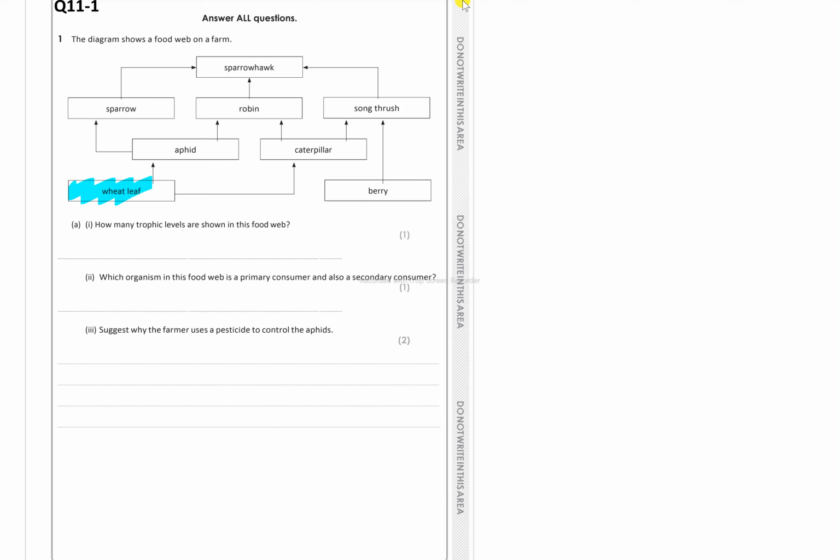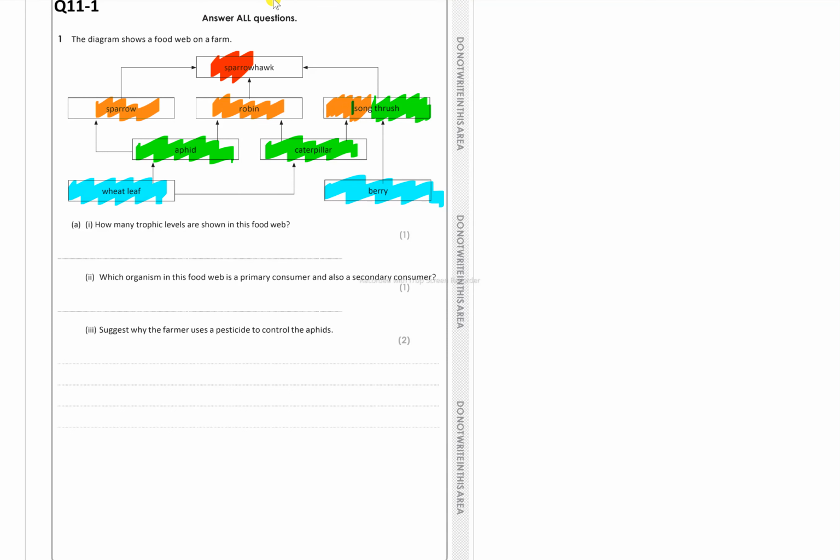Right, producer, primary, primary, primary. This one is also secondary, secondary, and secondary. And this is your tertiary. Right? You have one trophic level, or energy level: trophic level 1, 2, 3, 4.